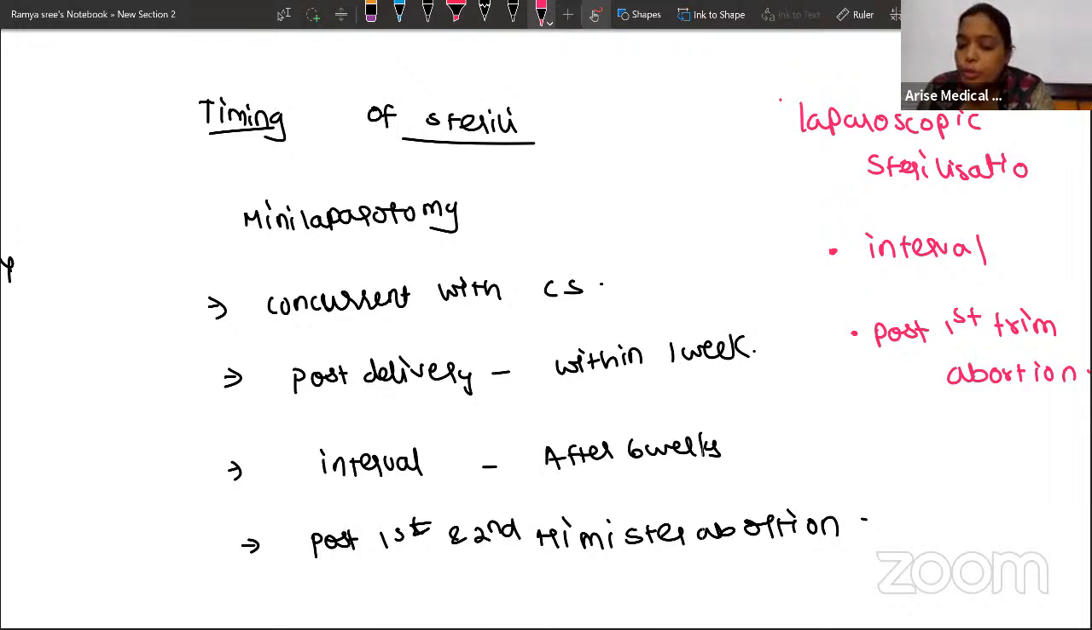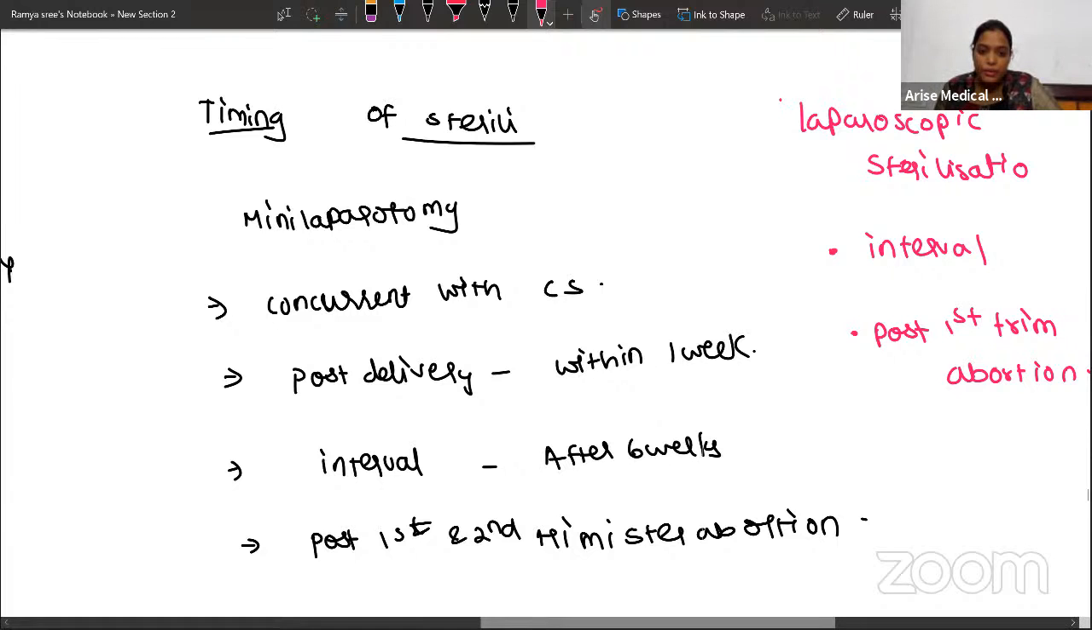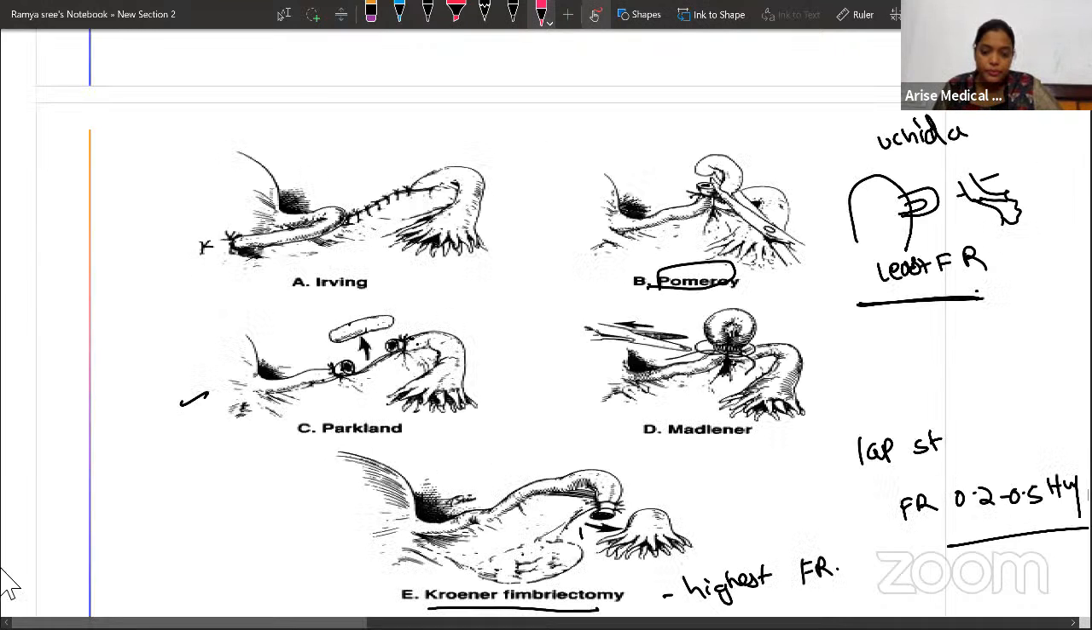You should not do laparoscopic sterilization post second trimester abortion, post delivery that is within 1 week, and concurrent with cesarean section. Why should you not do it concurrent with cesarean section, post delivery or post second trimester abortions? Because in all these cases the uterus is up till the umbilicus. When the uterus is up till the umbilicus, what is the point of keeping a laparoscope? You can't. So whenever you have any mass up to 20 weeks, you should never do laparoscopy. Right? Okay, let's see the next question now.